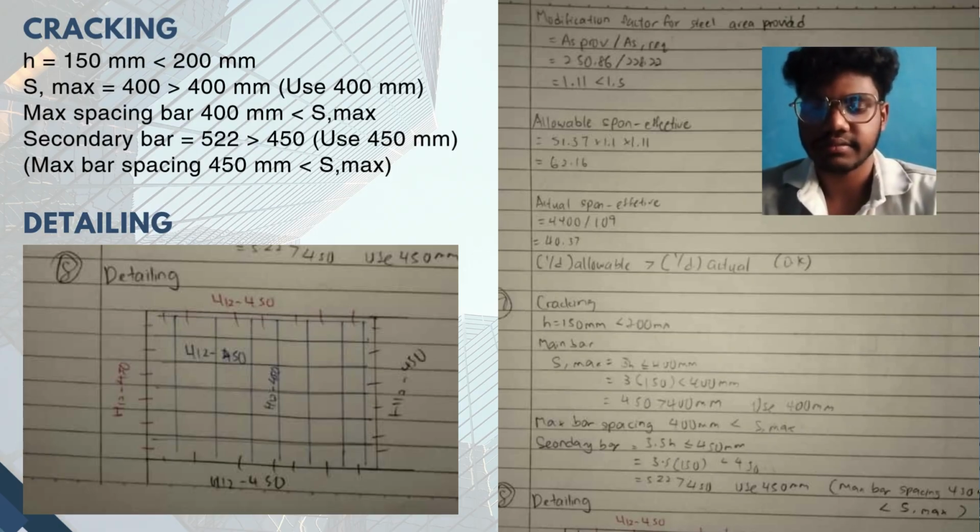And for our detailing, we have used H12 400 for X bar, and for Y we use H12 450. So that's all for slab design.